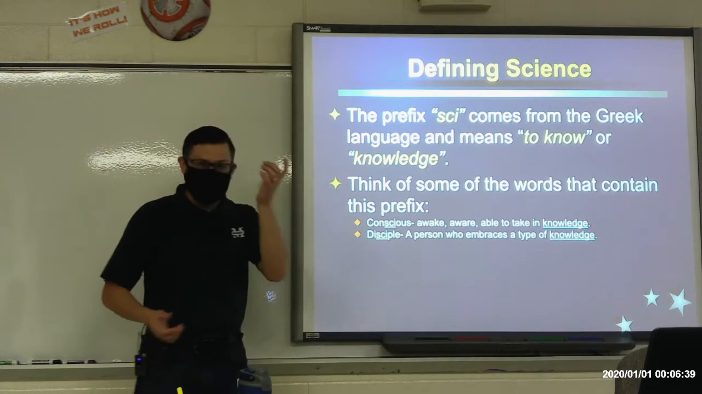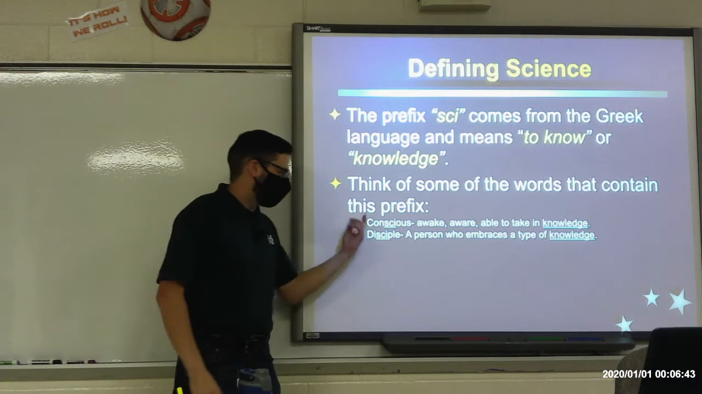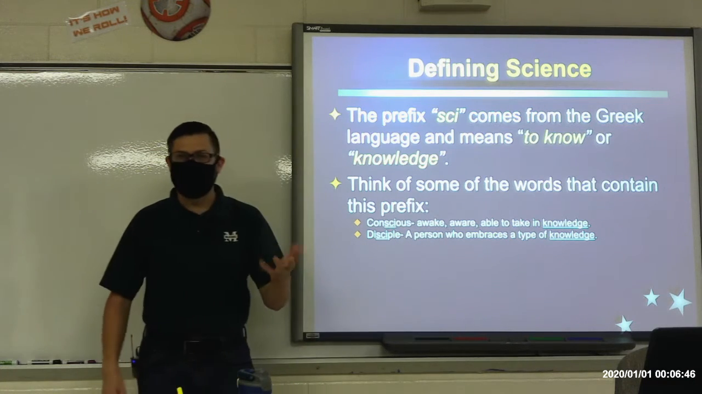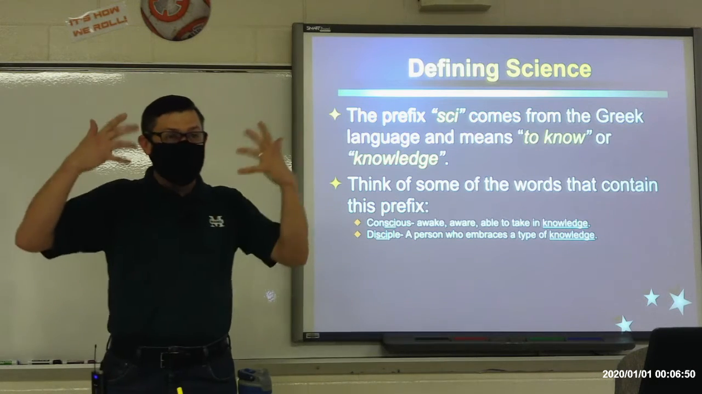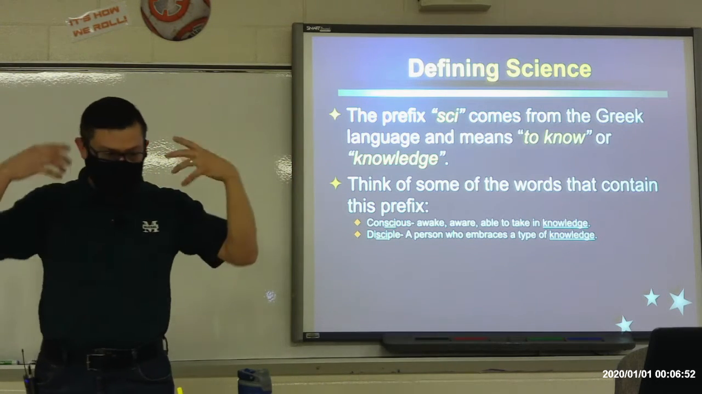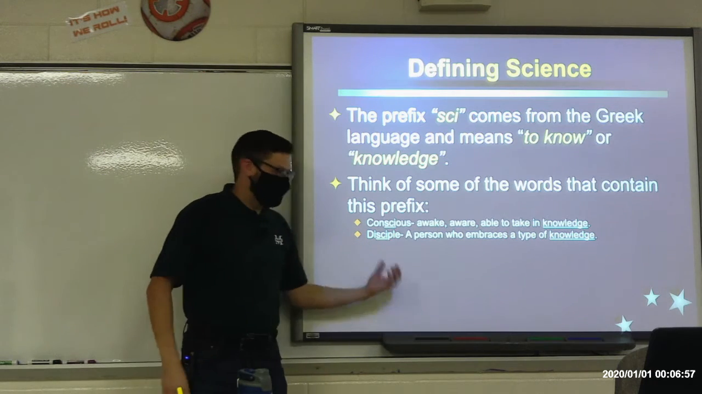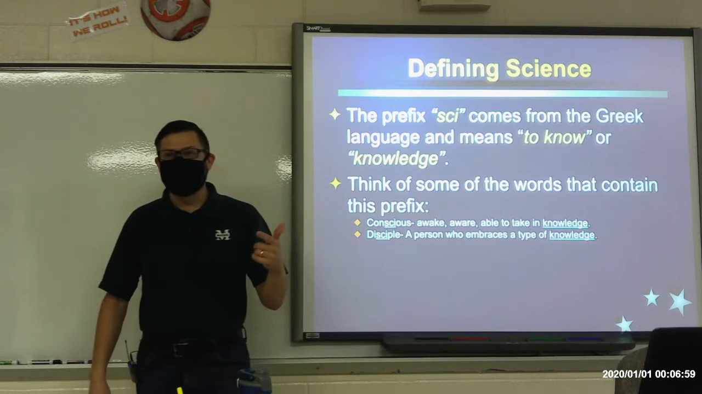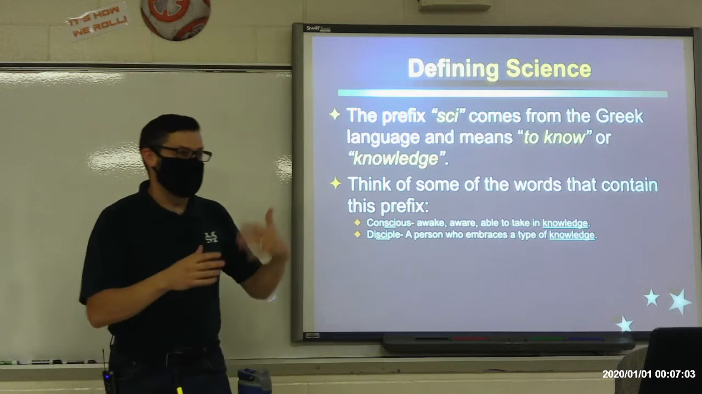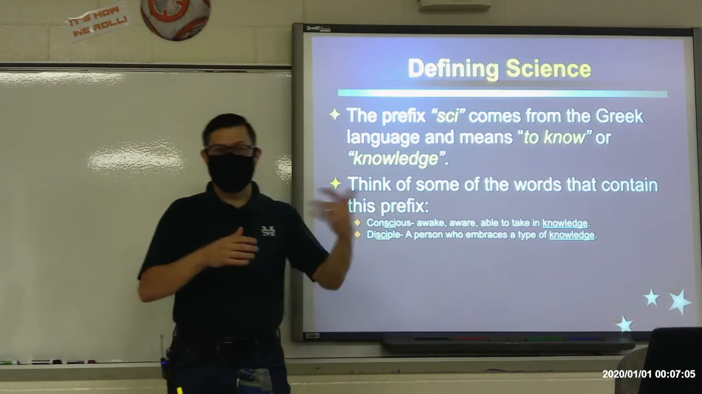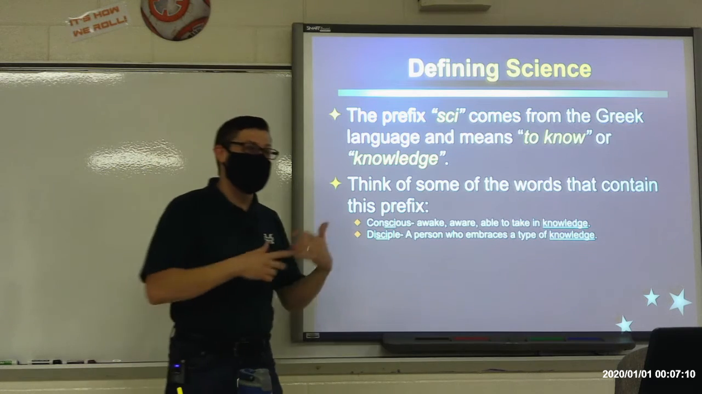But you can see that prefix psi used in a lot of different places. Like the example here, conscious. To be conscious means to be awake, to be aware. Basically, able to obtain knowledge. You have to be conscious to get knowledge. Then the word disciple, psi is right there. A disciple is someone that is pursuing a certain kind of knowledge or a certain topic of knowledge. So if someone says you are a disciple of something, they're saying you are pursuing knowledge of that something.